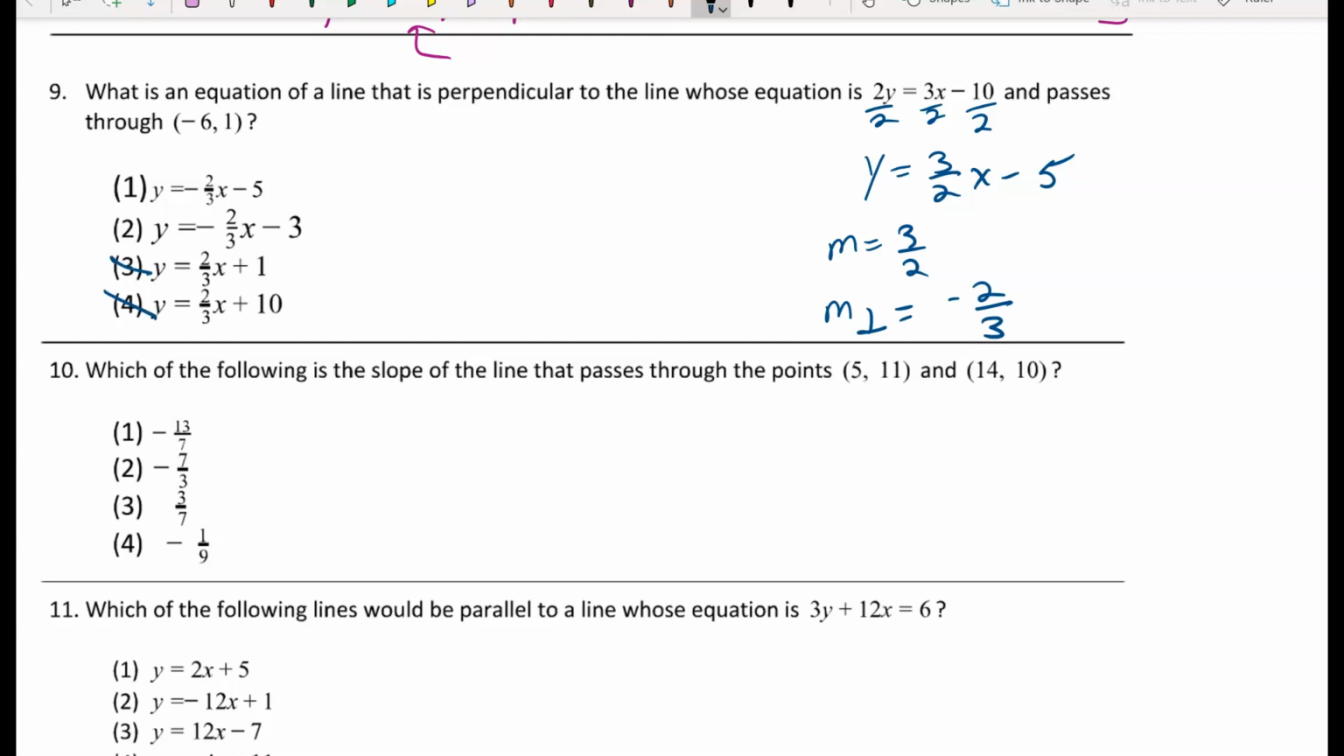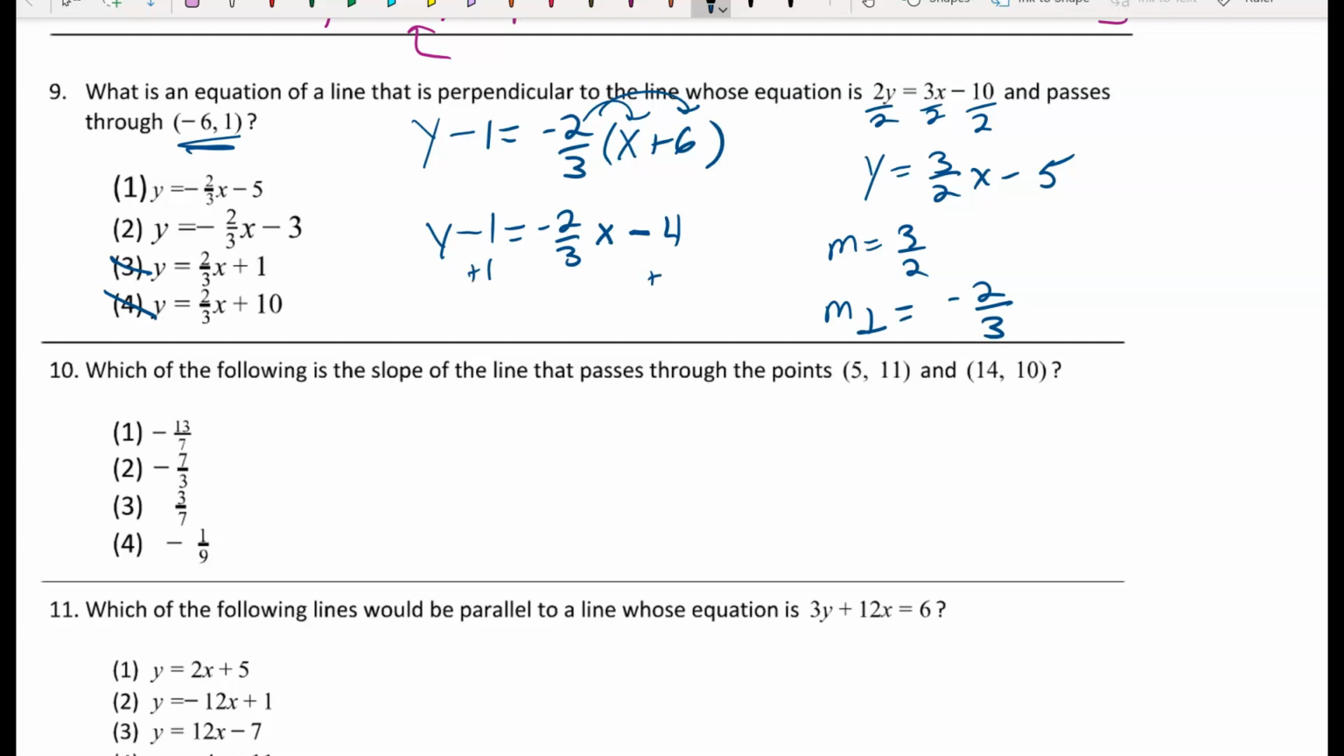So I'm going to rule out 3 and 4. And then if it tells me it's going through a point, it's easiest for me to just write my equation in point-slope form and try to rearrange from there. So I'm going to distribute the negative 2/3 in there. Right, so y minus 1 equals negative 2/3 x minus 4. Again, if you have trouble multiplying fractions, you could just type it into your calculator. And if I add 1 to both sides, I find that y equals negative 2/3 x minus 3. Negative 4 plus 1 is just a negative 3, so my answer choice is 2.